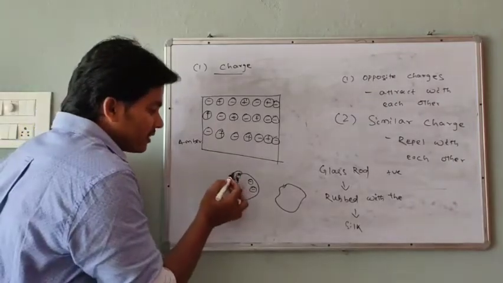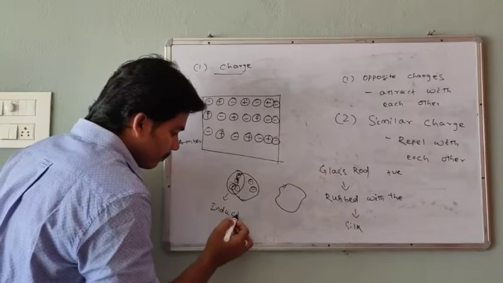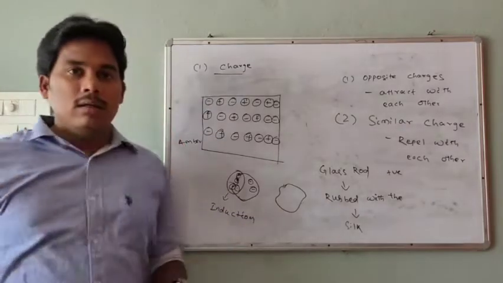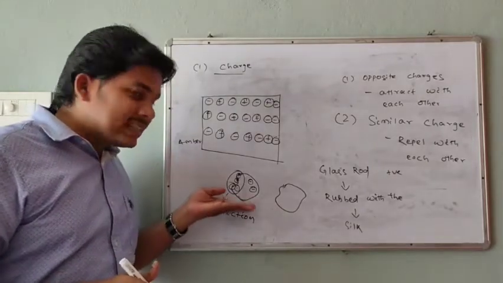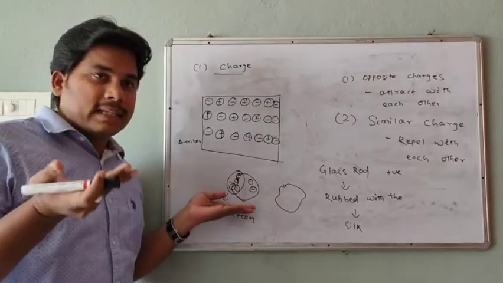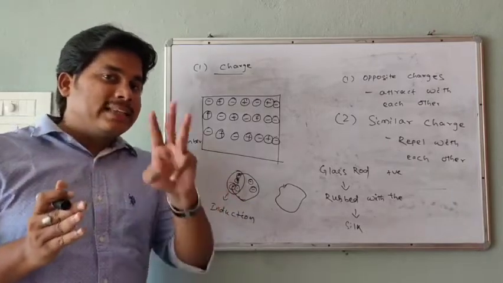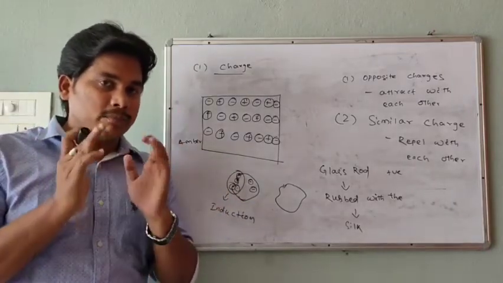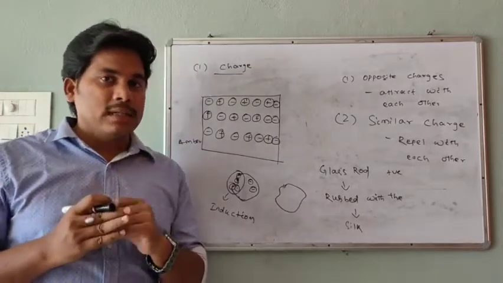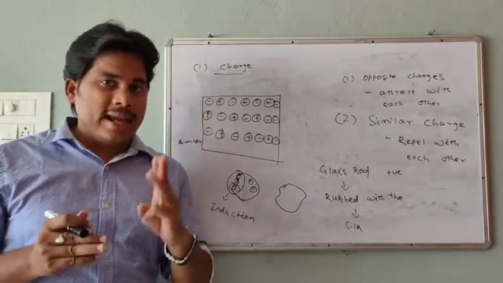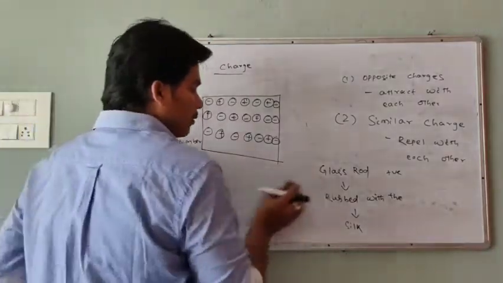And this type of charging is called induction. Means here the electricity is induced. That means it is induction charge. In the same way, there are three different types of charging: first is charging by friction, charging by conduction, and charging by induction. Those three things we will discuss now.